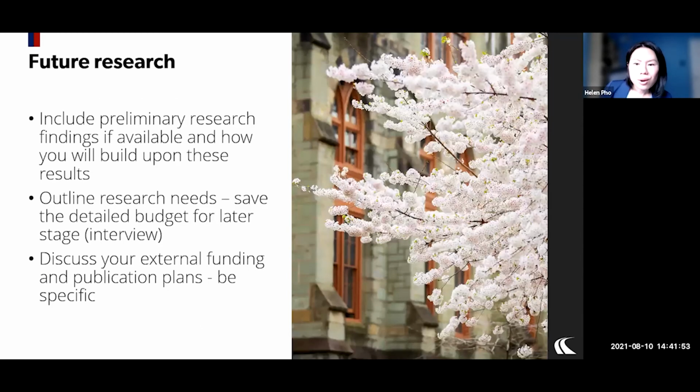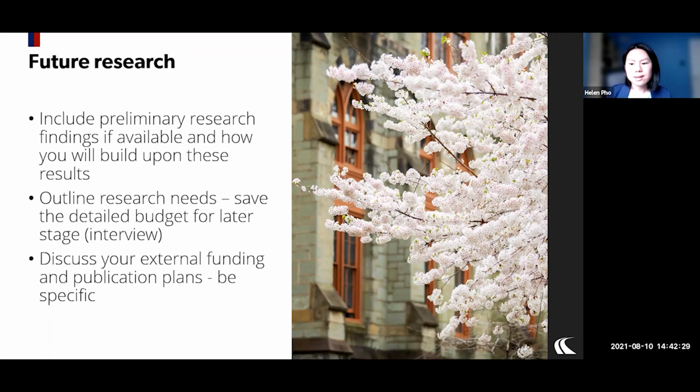Okay. So, future research. I know there was a question earlier in the chat about including preliminary research findings. If you've already started working on a future project and you have some preliminary data from it, it's always good to mention it and include it in your research statement. And you can talk about how you can then build on these results for the future. That's a really good strategy because it makes you even more credible, right?